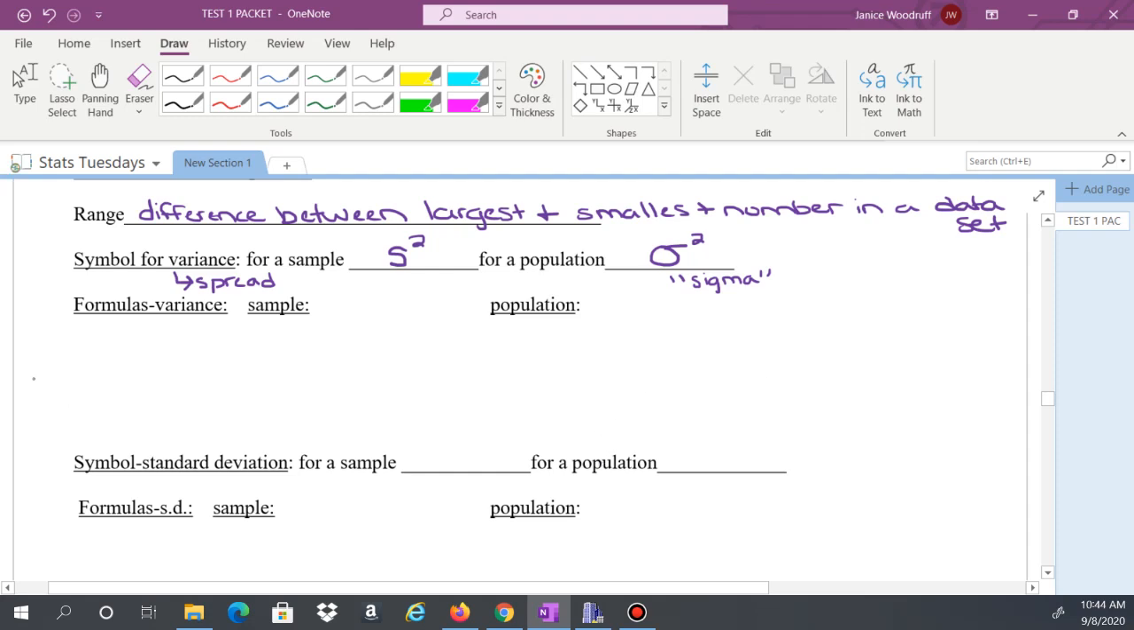Okay, and then our formulas. So the formulas are on page 92 of your textbook. You want that as a reference. And here we go. So for sample variance, s squared is going to equal the sum of x squared minus the sum of x in parentheses squared over n, and then all of that over n minus 1.